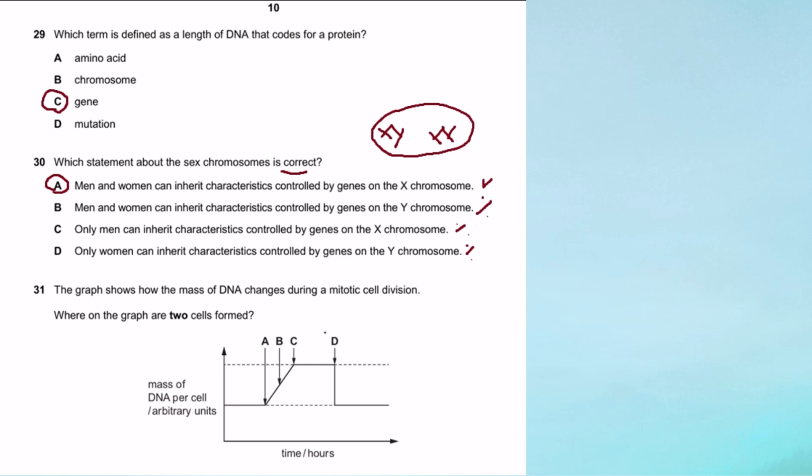One here which shows cell division, and here we see how much DNA there is, and here we say we have half the amount of DNA, and here we have double the amount of DNA. Where will the cell be dividing? Well, we've doubled the DNA here, and then we do the cell division here. So the answer will be D.